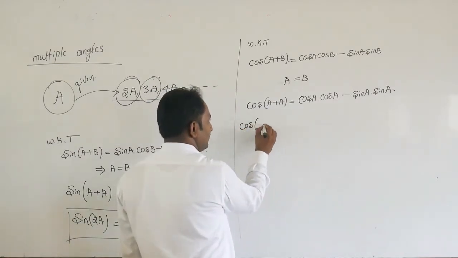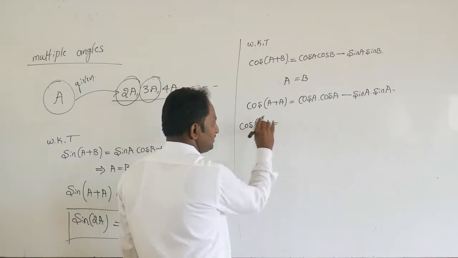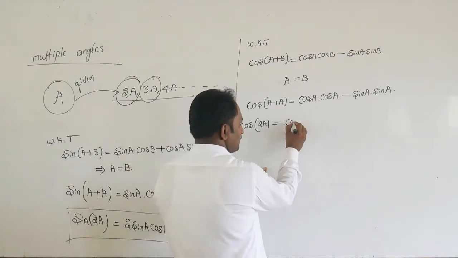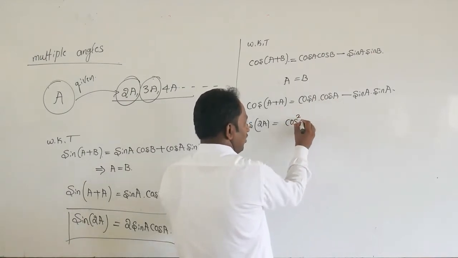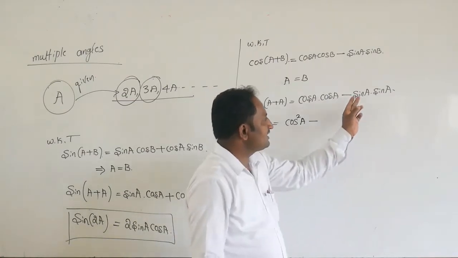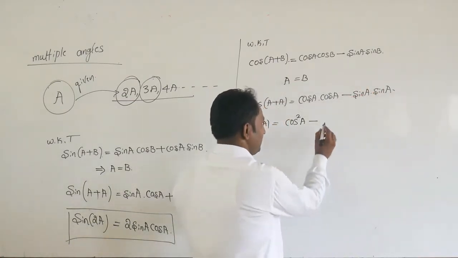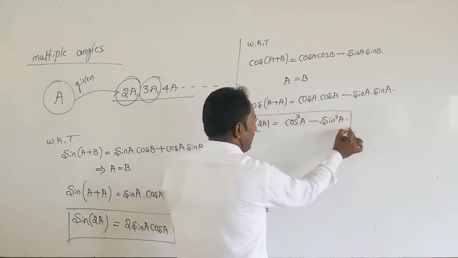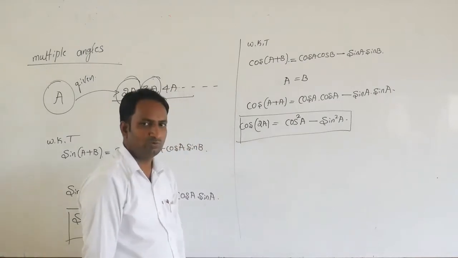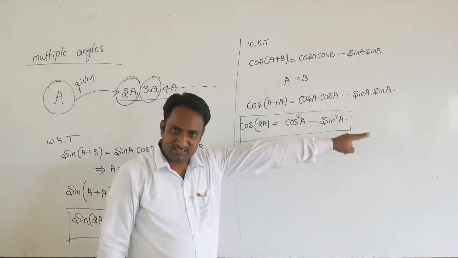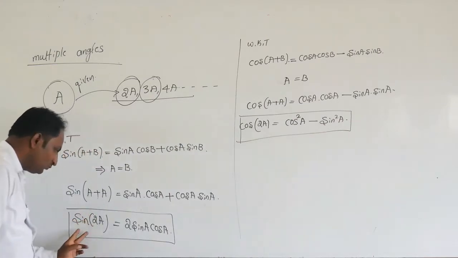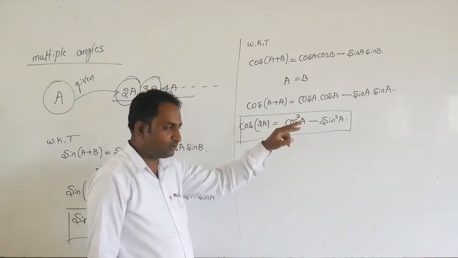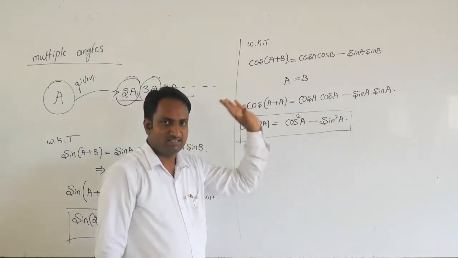So cos of 2A is equal to cos A into cos A, which is cos square A, minus sin A into sin A, which is sin square A. Here we get the formula: cos of 2A is equal to cos square A minus sin square A. Sin of 2A is equal to 2 sin A cos A, and cos of 2A is equal to cos square A minus sin square A.